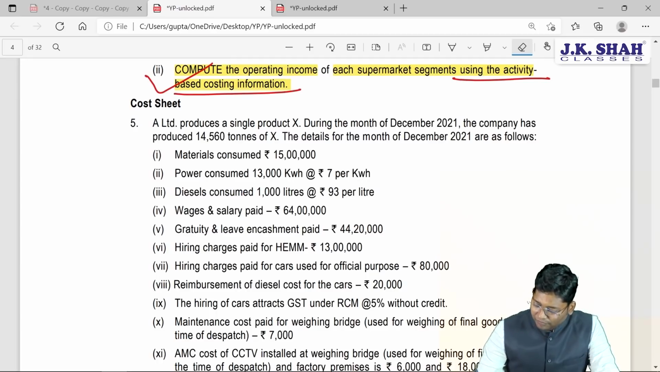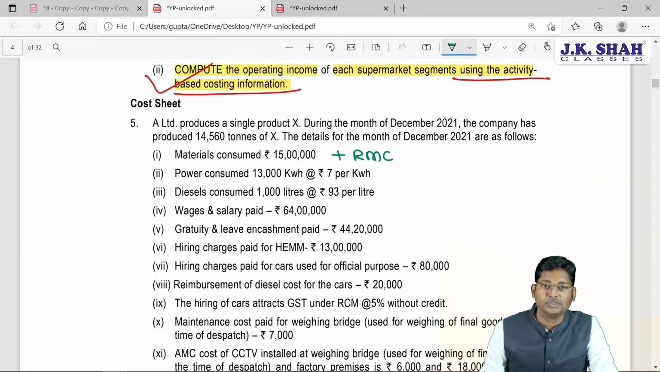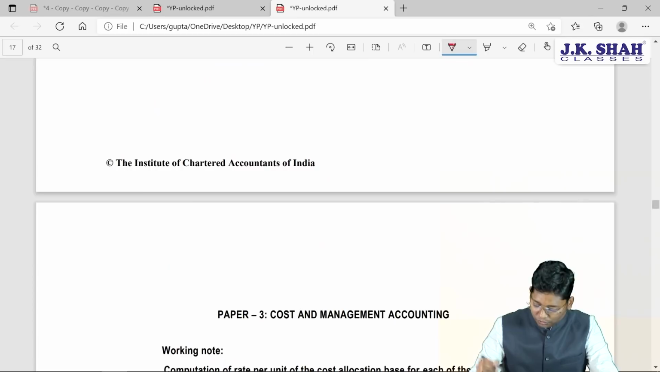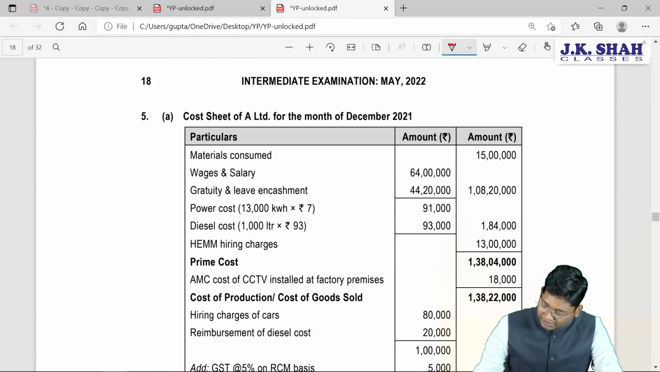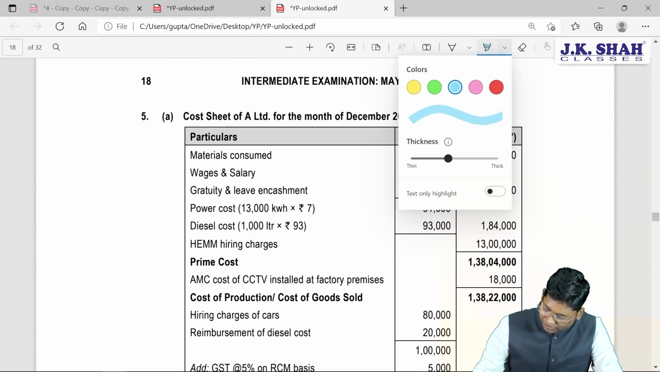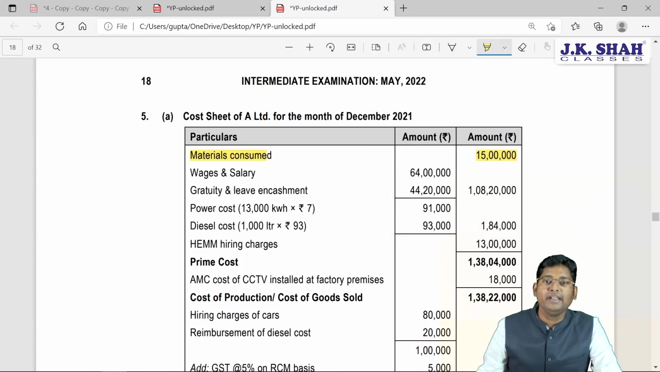For production of these many units which are given in the first paragraph, they have consumed some material, and material consumption we always record as raw material consumed. Simultaneously, I will show you the solution which is suggested by the institute. In this cost sheet, first item which is recorded by them is material consumed. This is your direct material, directly recorded in outer column.